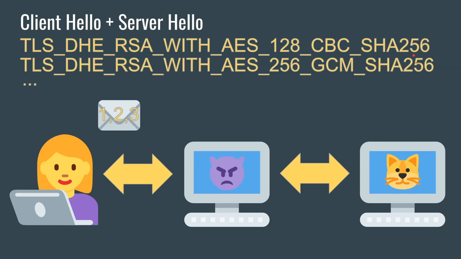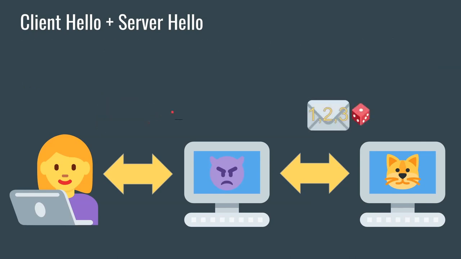And the client will normally support a large number of these different algorithms. So for example, in the second one, it supports a slightly different key size and an alternative to CBC called GCM, as well as the same hash algorithm. And this could be a very long list depending on how many cipher suites the client understands. It'll send this big list of supported cipher suites to the server along with a single random value that will come into play later. This is called the client random value.